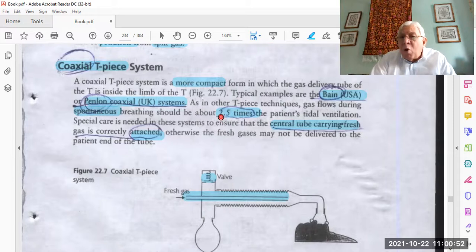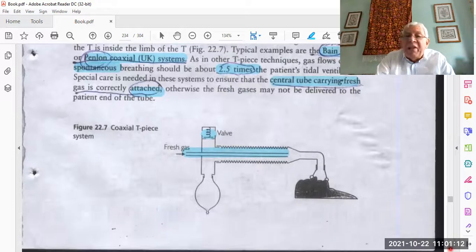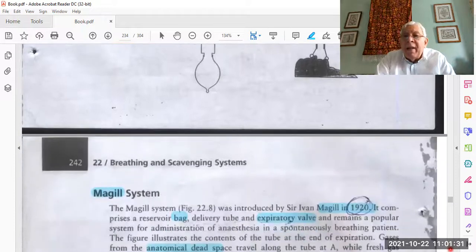To assure proper non-rebreathing, which is the main item in any anesthetic circuit, we must assure that the minute volume is 2.5 times the patient's tidal ventilation. Of course, the problem is if this central tube is detached, removed by mistake, or broken. Nowadays, of course, it's much better manufactured. If it is broken, we will have a large dead space, and we'll have hypoxemia and hypercarbia. These are the drawbacks of the coaxial T system.